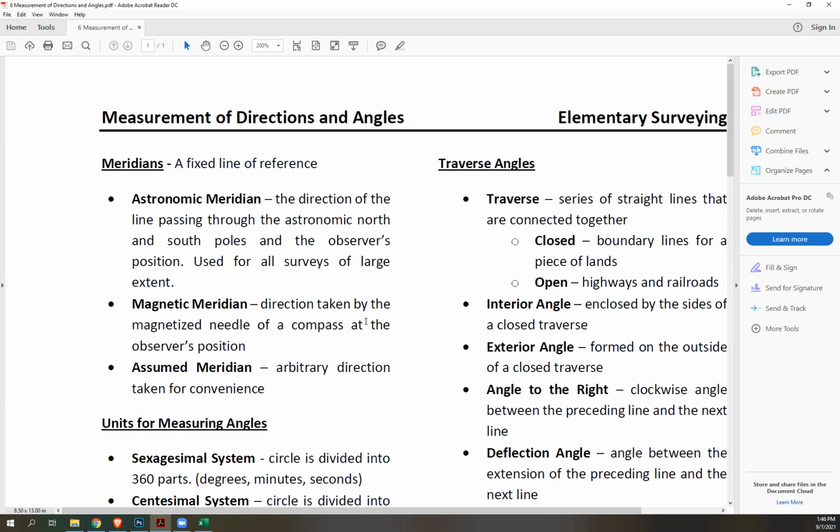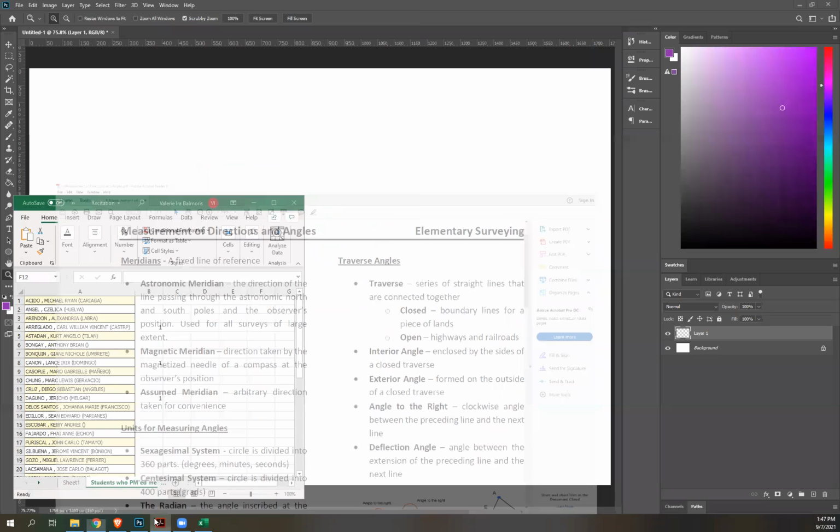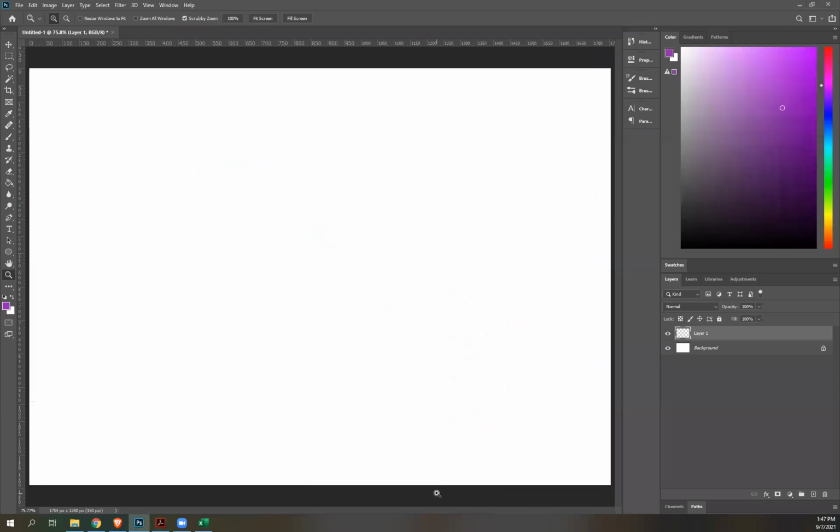While your magnetic meridian is the direction taken by the magnetized needle of a compass at the observer's position. Okay? And then the last one is your assumed meridian. It's an arbitrary direction taken for convenience. So most of the time we're using astronomic meridian. It's given. If not, we're using assumed. Okay. So to give you the difference, I'll show you what that looks like.